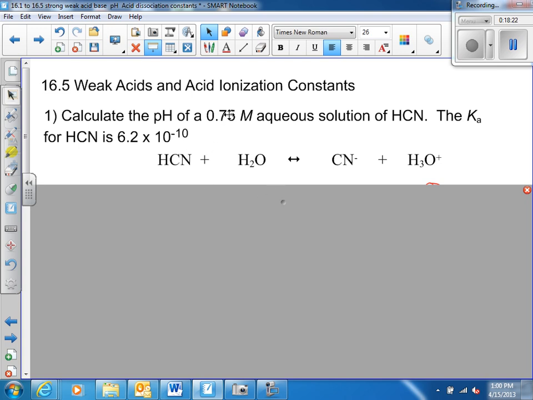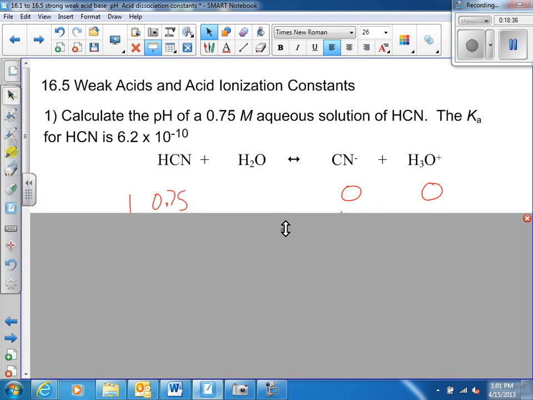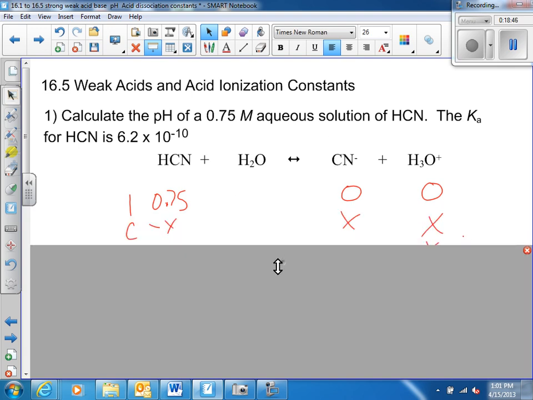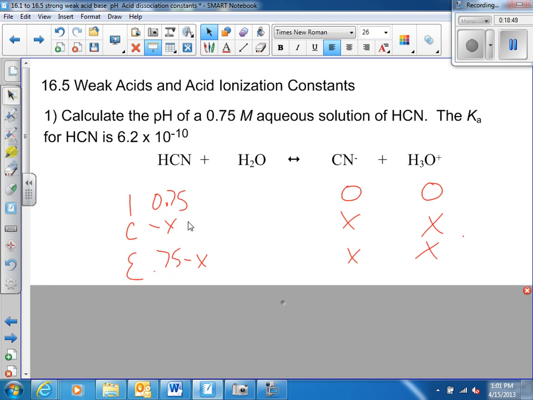So my initial would be 0.75 for the HCN. Water I don't worry about, it's a liquid. These 3 things are aqueous. This would be 0 and 0 because I'm not starting out with any of that present. And then the reaction must go to the right, because these are 0. So this will go down by x because there's no coefficient here. Up by x, down, up. And then my E row, we just add up the I and the C.